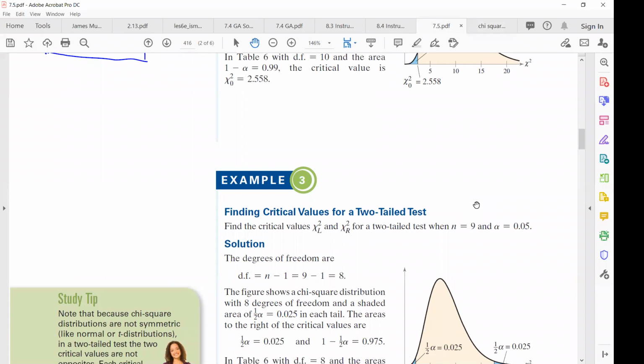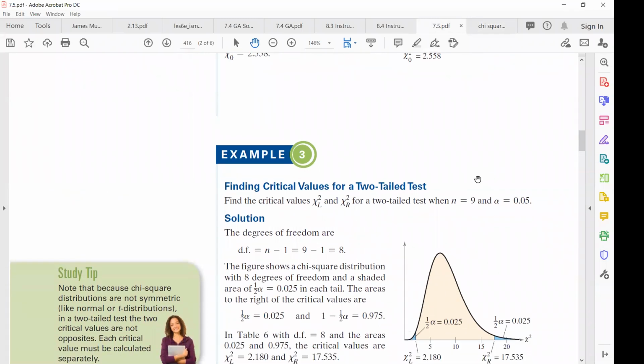Here you have to do a little bit of algebra. N, or sample size, is given as 9. Your alpha is 5%. And the question says you have a two-tailed test. First, let us find the degrees of freedom, which is n minus 1. 9 minus 1 equals 8.